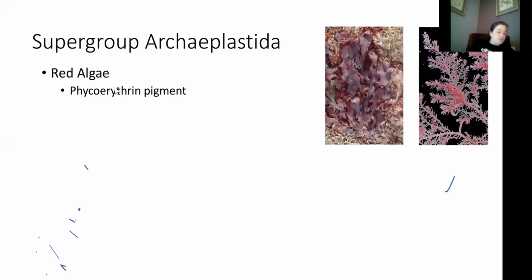So phycoerythrin is a red pigment. Chlorophyll is also present in these plants, but the red kind of masks it. But it depends on where it grows in the water. So red algae that's growing closer to the top is going to be more greenish red, and red algae that grows a little bit lower down is going to be more red, and red algae that grows really deep down is probably going to be an almost dark reddish, maroonish, blackish kind of color.